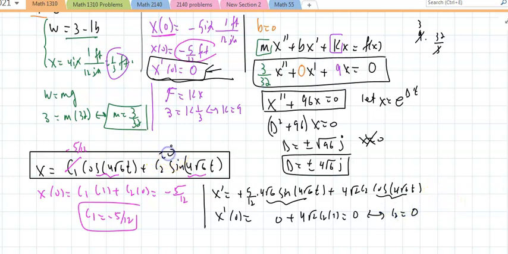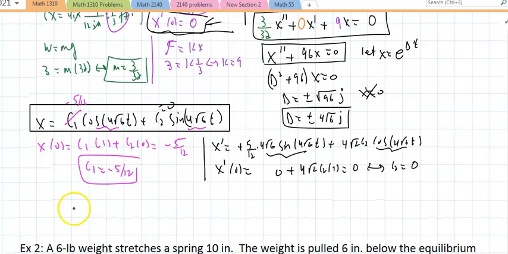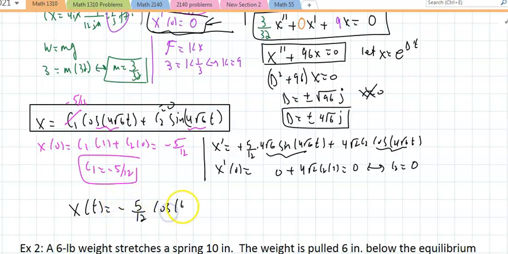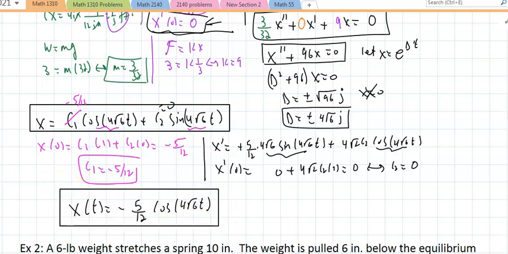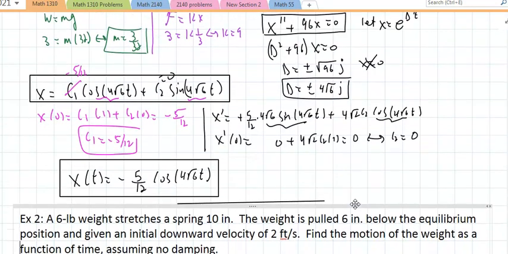So my final solution to this problem, the final answer, is that x of t is negative 5 over 12, the cosine of 4 radical 6 t. That would describe this specific system with all of these conditions. And that's how we do these problems. They're all worked out the same. No difference.